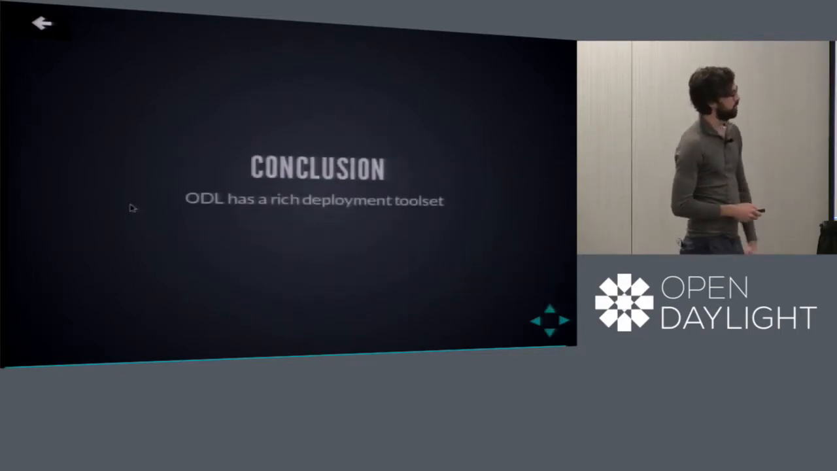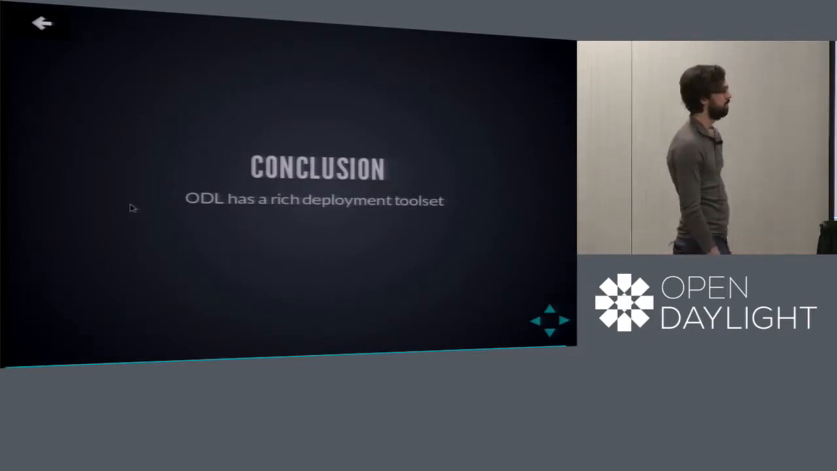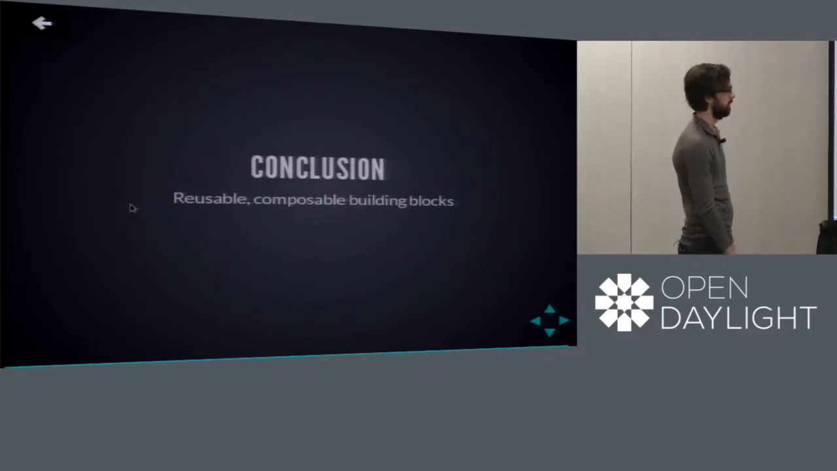So, in a few quick conclusions, and then I'll take any questions. We have a rich deployment toolset. We've touched on all parts of the stack. We have options at different parts of the stack. The idea is that you should be able to compose these together. You should be able to choose a set of them, apply them to your use case, and use them as building blocks.